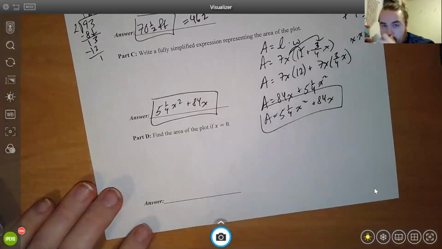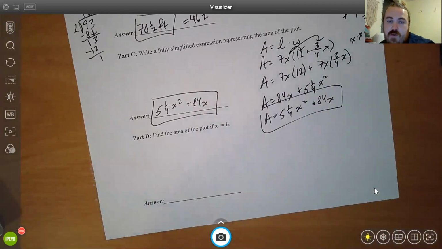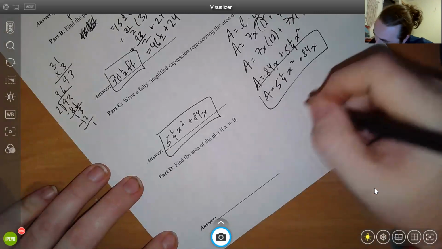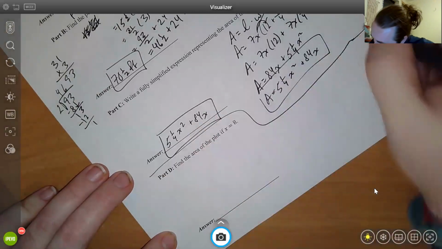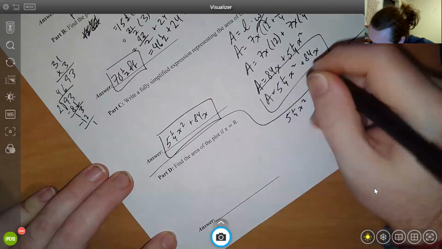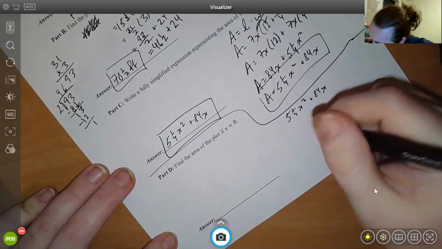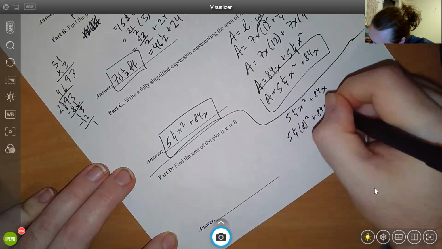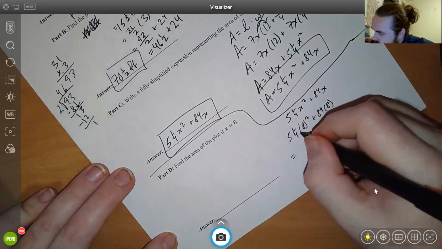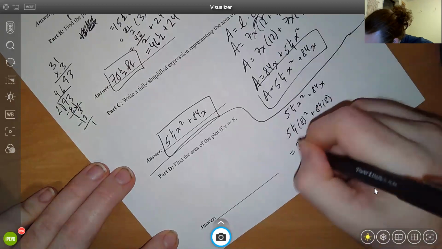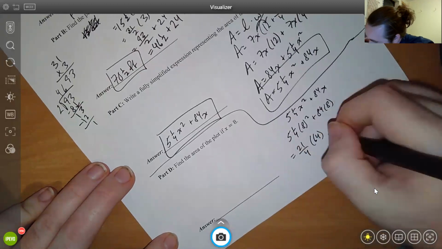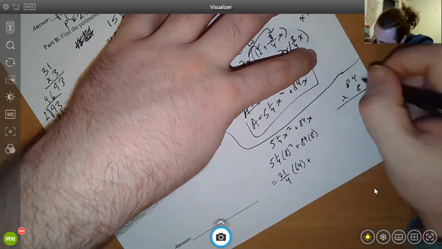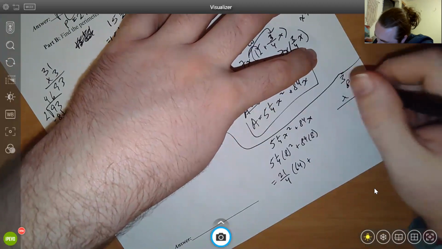All right, one last question to go. We're going to plug in here to find the area if x equals 8. So again, start with what we are given: 5 1/4 x squared plus 84x. Plug in 8 for x. 5 1/4 times 8 squared plus 84 times 8. Well, let's make 5 1/4 back into 21/4. 8 squared is 64, plus 84 times 8.